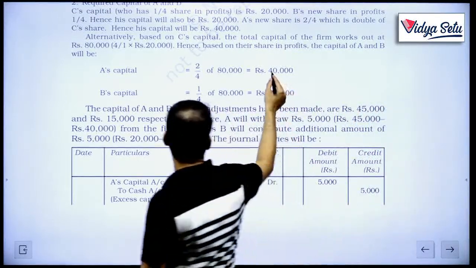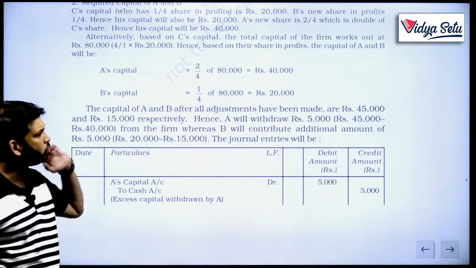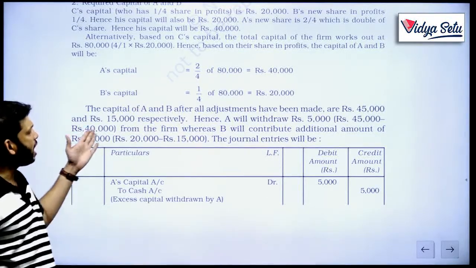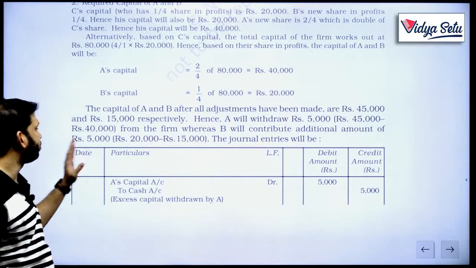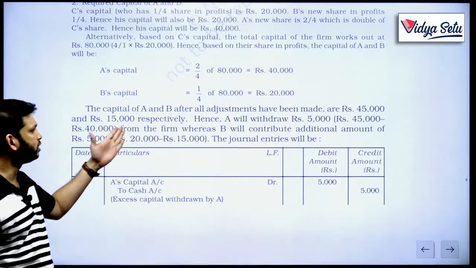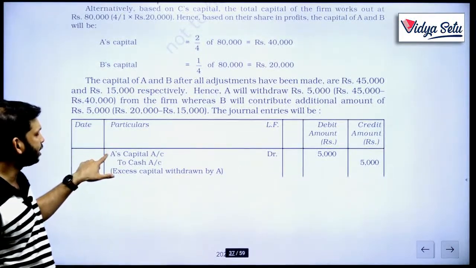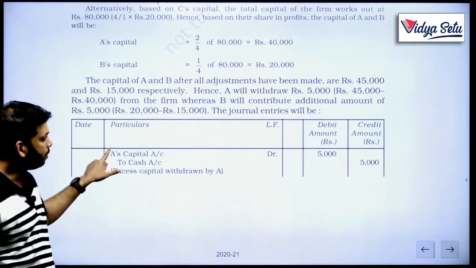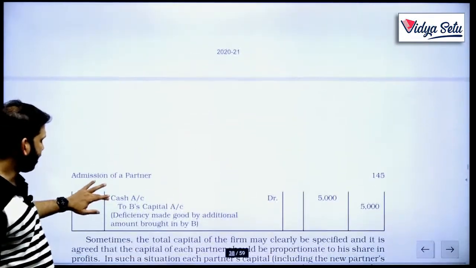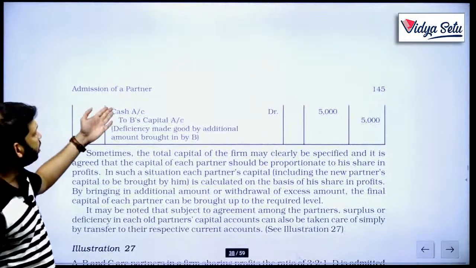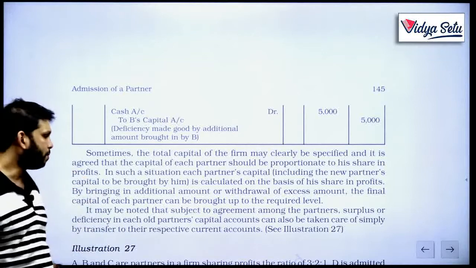So, he needs to take out 5,000, he needs to bring in 5,000. So, A will withdraw 5,000 from the firm, whereas B will contribute an additional amount of rupees 5,000, 20,000 minus 15,000. So, the journal entry will be, who's taking out? A is taking out, so A's capital will be debited and cash will be credited. And here, B's capital will be credited and cash will be debited because he is bringing in more money.